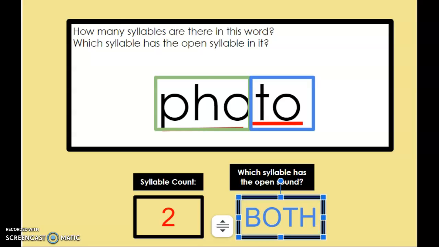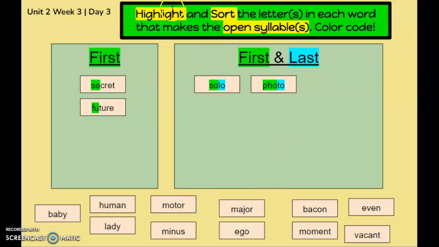So, during your independent work time today, you are going to highlight and sort the letters in each word that make the open syllable sound. Make sure you color code. So you'll notice in our examples, secret, I highlighted the open syllable with green. Future, highlighted the open syllable. Solo, photo, I highlighted first and last since both of them have that open syllable sound.